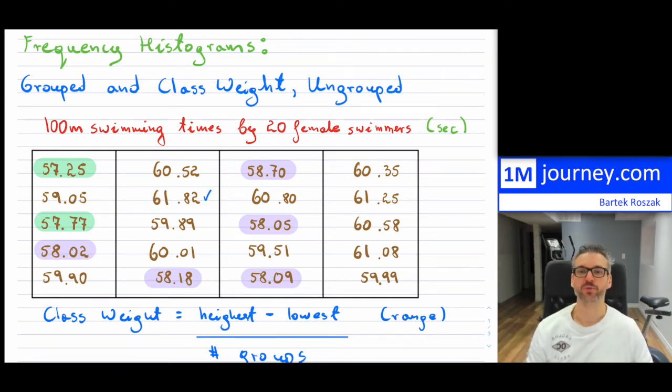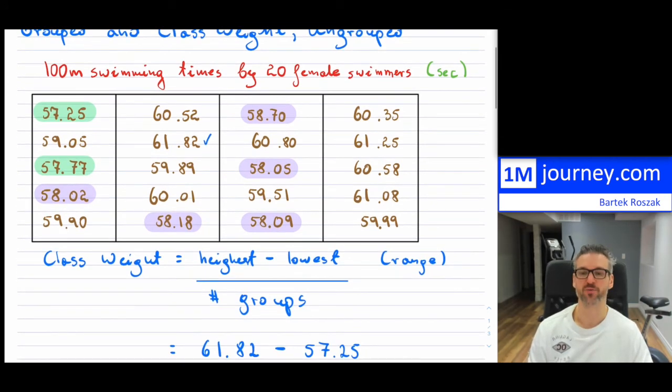And now you can start to slowly create your frequency histogram, which we're going to do in that other video that I pointed out. I'll do that one from scratch. Now, hopefully that explains what a group is. You can get a gist, or intuition, behind it, and also how to create your class weight.